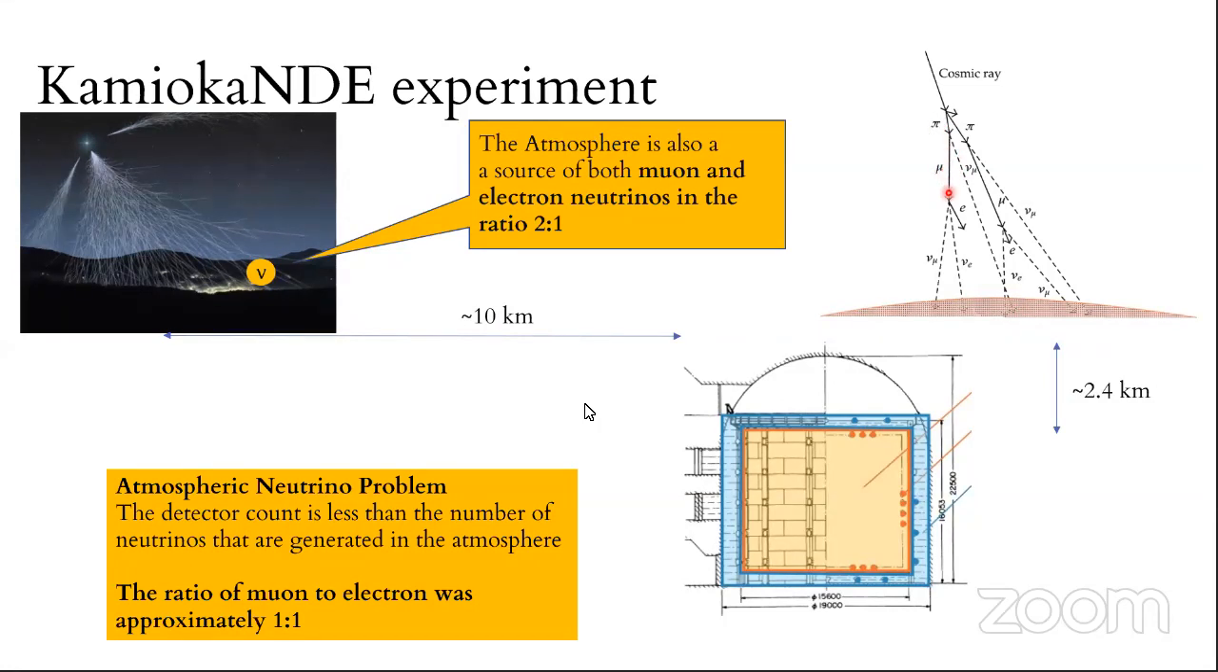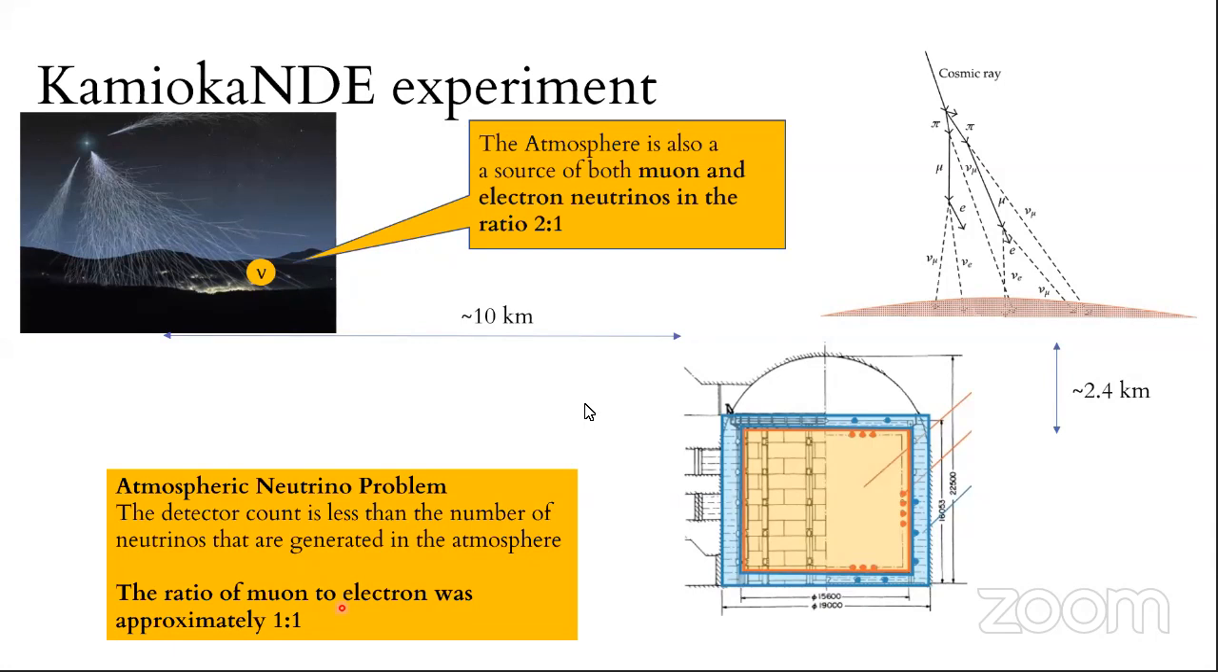The muon still travels further, and this muon decays into an electron, a muon neutrino and an electron neutrino. So in principle, a single pion leads to two muon neutrinos and one electron neutrino. That means in the atmospheric neutrinos, the ratio of muon and electron neutrinos should be 2:1 because of this decay pattern. The Kamiokande experiment measured this ratio of electron neutrinos and muon neutrinos, and found that it is not 2:1, but 1:1. This is what we call the atmospheric neutrino problem.